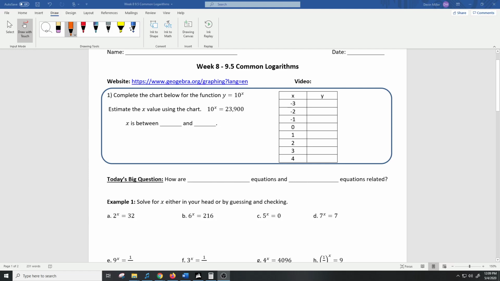Today we're going to be doing 9.5. This is week 8. And on this specific lesson, we're going to be using this website. So make sure that you click on this website and are able to follow along with things that we do on the website, because you're also going to use this for the assignment as well.